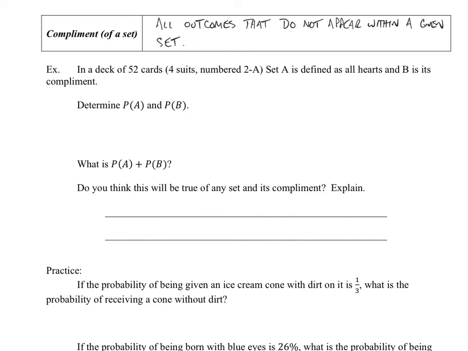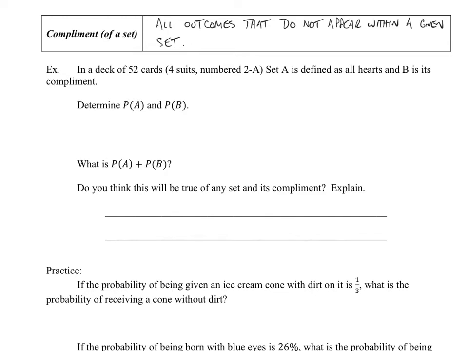Right? If we're talking about the percent chance of rain tomorrow, if the percent chance of rain is 70% and your set is odds that it will rain, then the complement of that is going to be the 30% chance that it does not rain, right? So it's just the opposite, kind of. So it's within your parameters that you've set. It's all the outcomes that do not appear within the set.